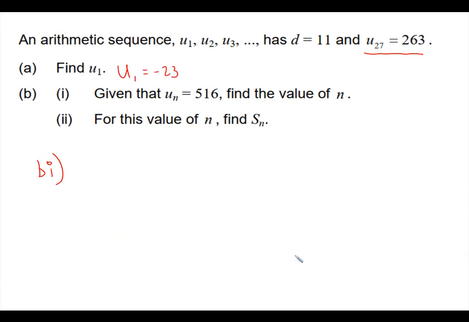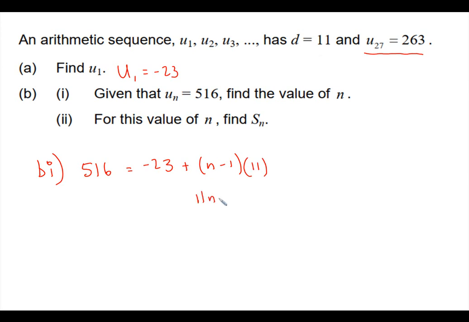Alright, so let's take a look at B1 here. So we know the nth term is 516, and we need to find the value of n. Okay, so we have 516 is equal to, and then over here we have the first term, which we calculated earlier, which is negative 23, plus n, which we don't know, minus 1 times d, which they gave us, is 11. So we're going to work this out.